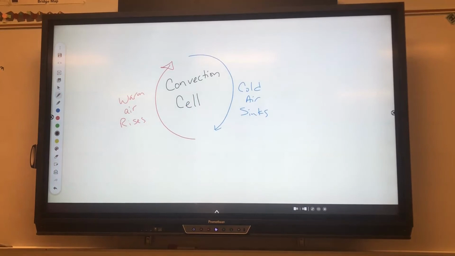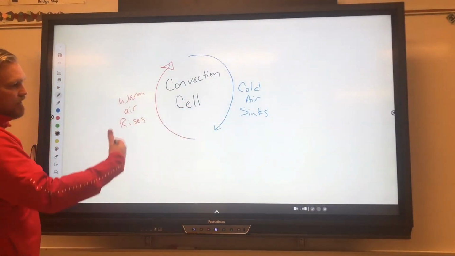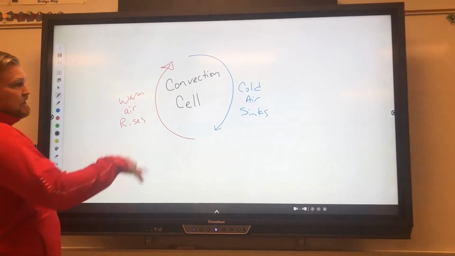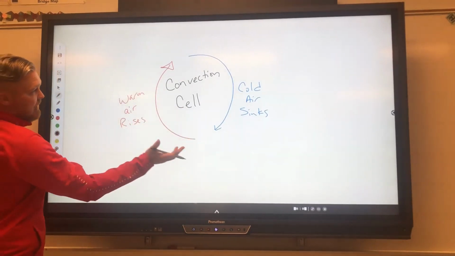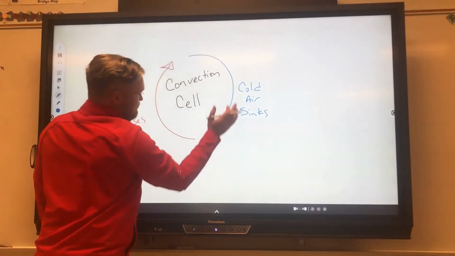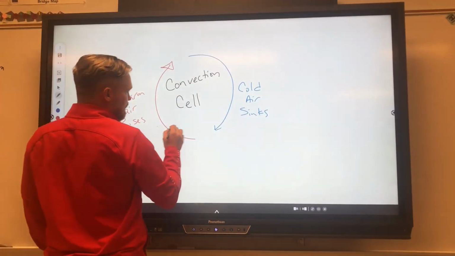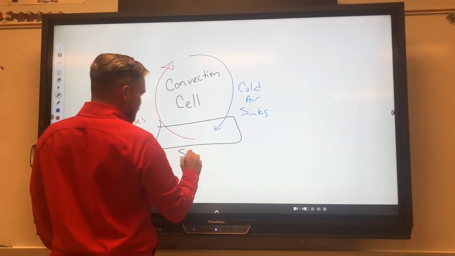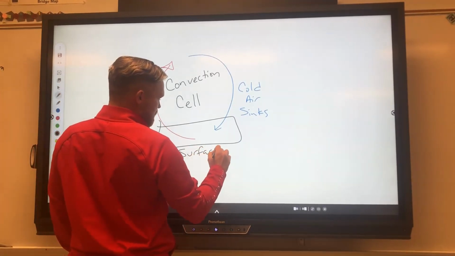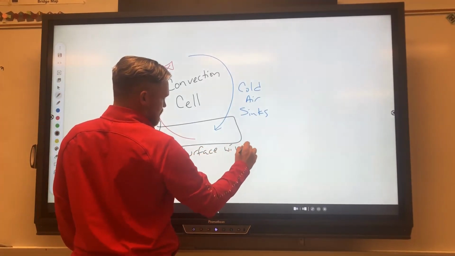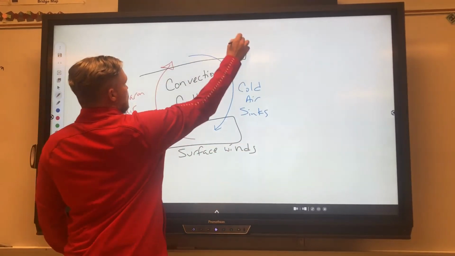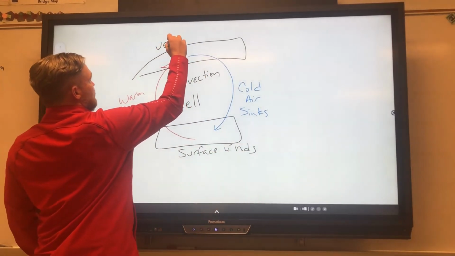You learned about those in physics or chemistry. I used to teach them in chemistry, and also taught them in physics. But basically these convection cells are created by the sun's energy heating up the earth. That air will then rise, cold air will sink and fill in its place. So right in here we would get our surface wind, and then up here would be our upper level winds.